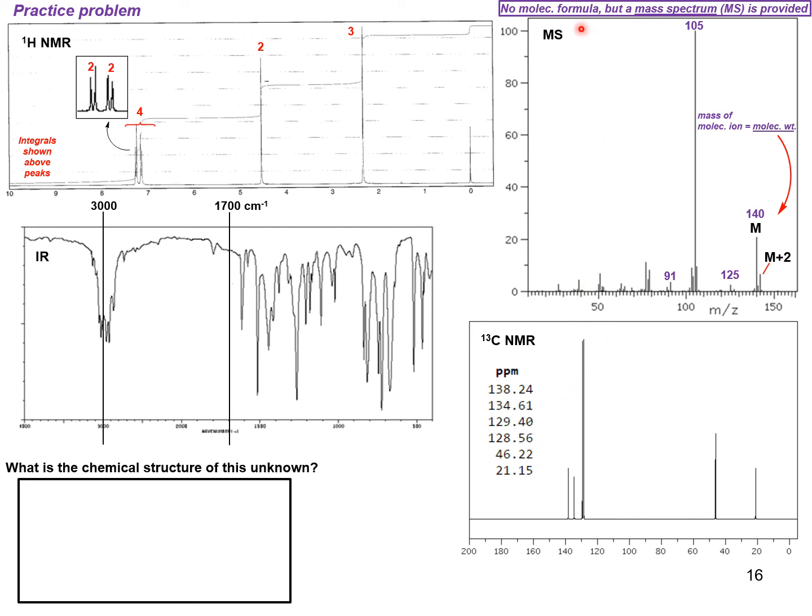And no molecular formula is given, but a mass spectrum is given. And in the mass spectrum, you have the molecular ion, which tells you the molecular weight. See if you can come up with the structure for this, and a solution will be posted in a different video. And if we get a chance, hopefully we can do this together during an online meeting.